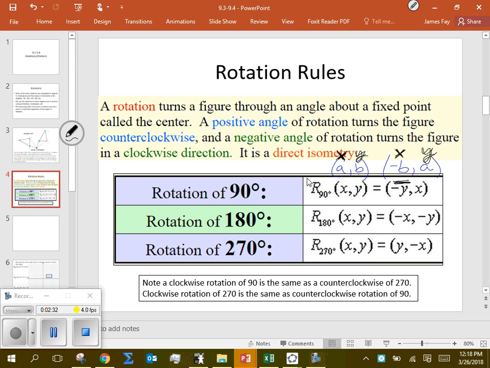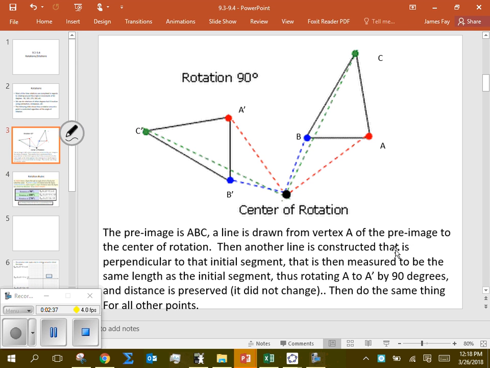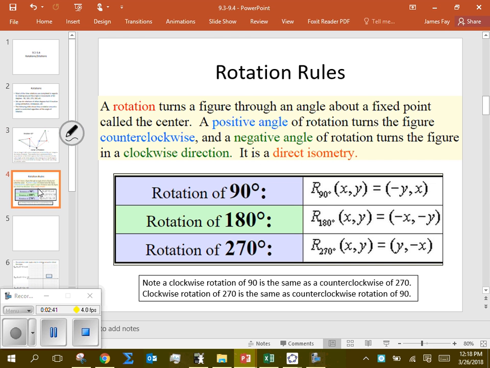And we went through that pattern to recognize that with a 180-degree rotation, the ordered pair kind of stayed static. You didn't flip-flop anything. You just ended up negating both coordinates. And then the 270, you flip-flop them again, and then you negate the y coordinate. So that's what we refer to as rotations, or the rules for rotations.